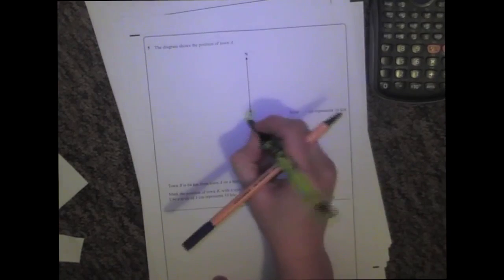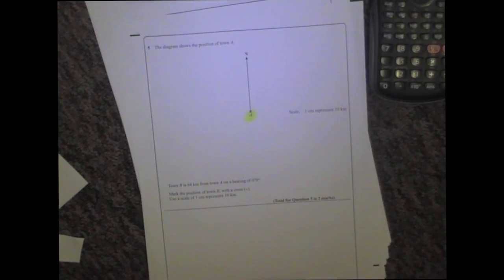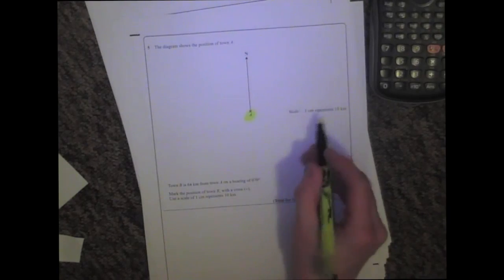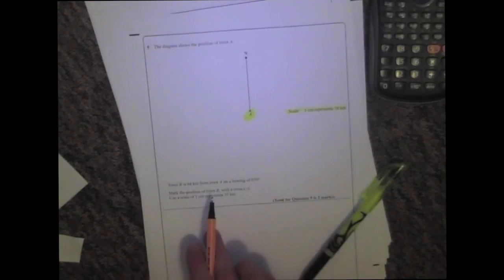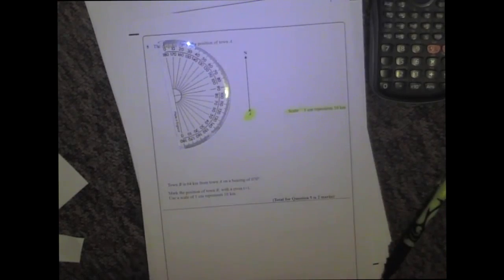So this is a bearings question. The diagram shows the position of a town, which they've called A, and that town is just here. And town B is 64 kilometres from town A on a bearing of 070. So bearing is always given with 3 numbers, and that just means 70 degrees from the north line. We've got some more important information here, which is a scale, which tells us that 1 centimetre represents 10 kilometres. So I'm going to need to use that scale when I start to calculate this.